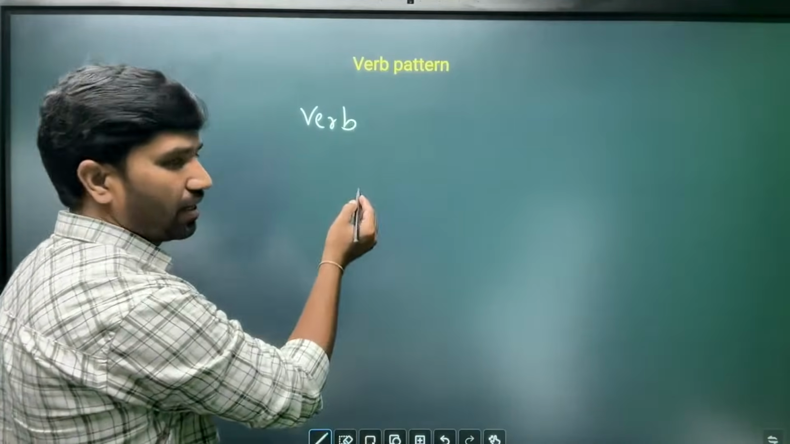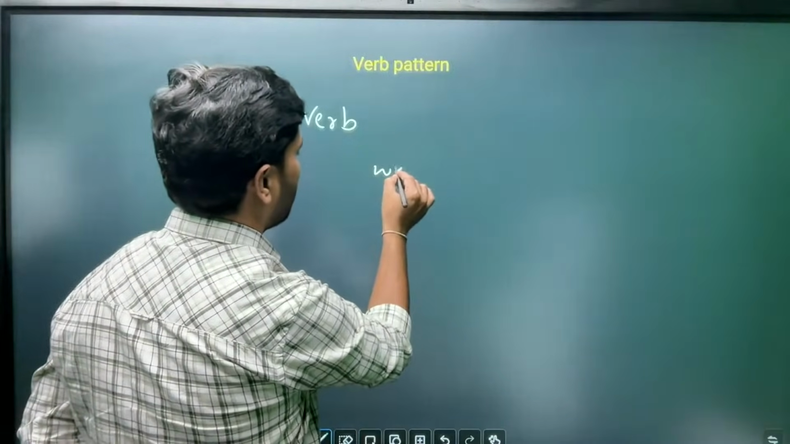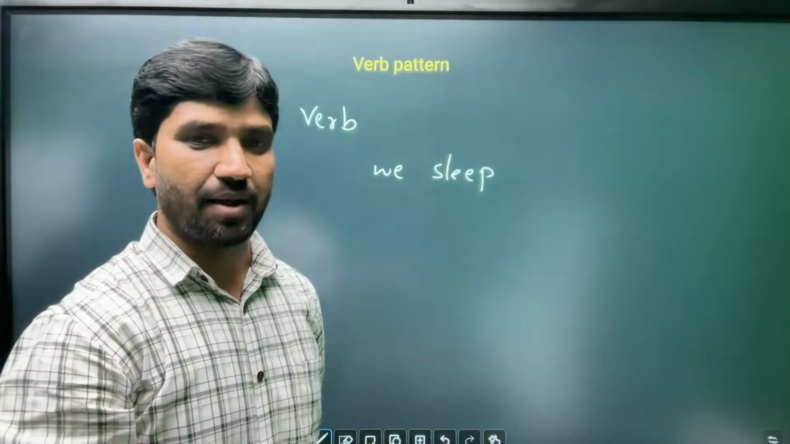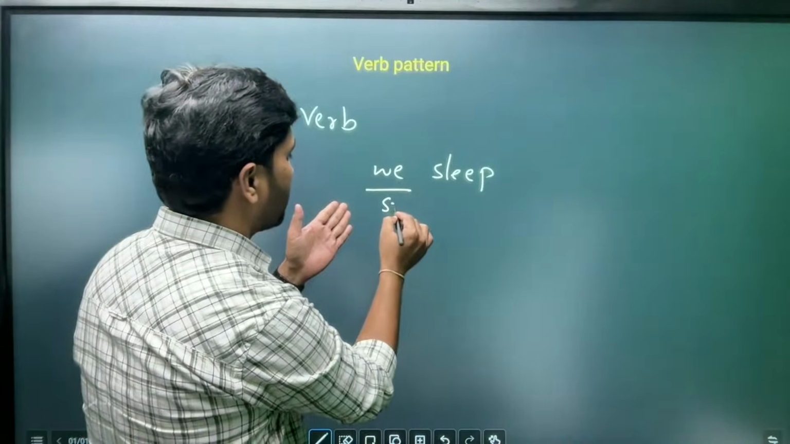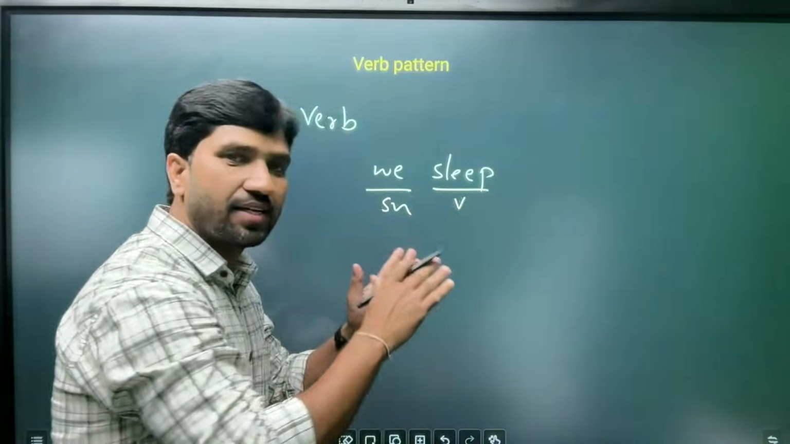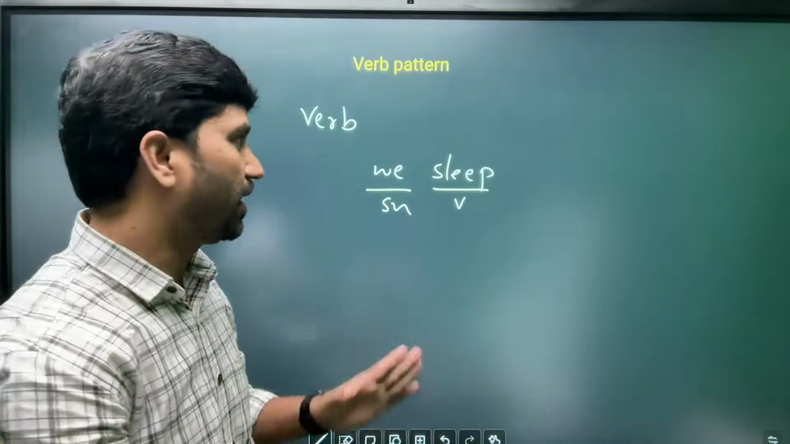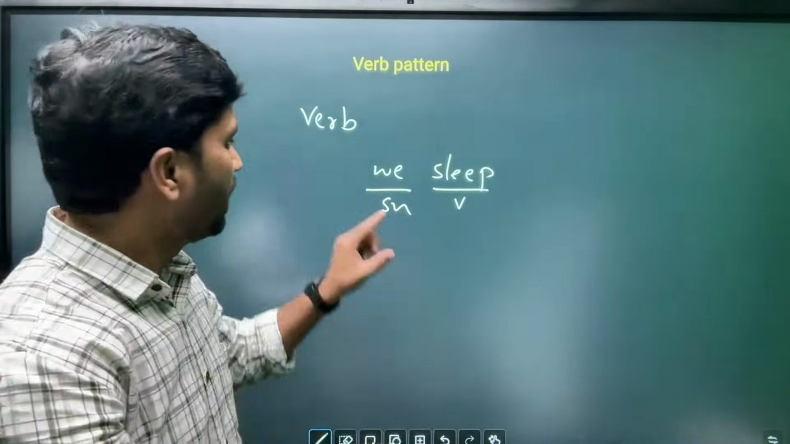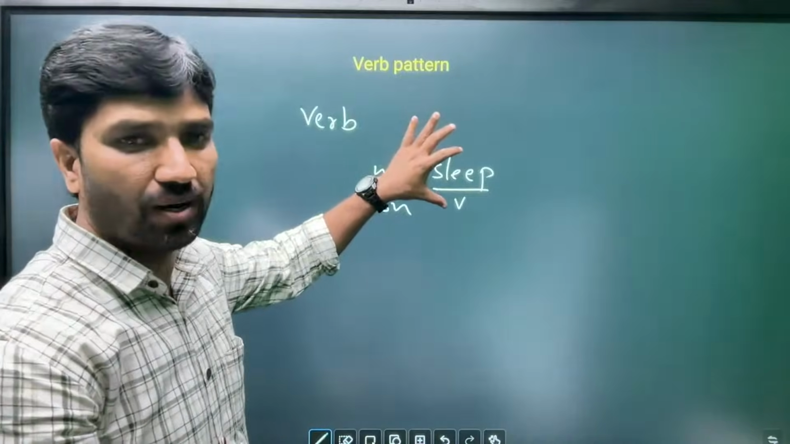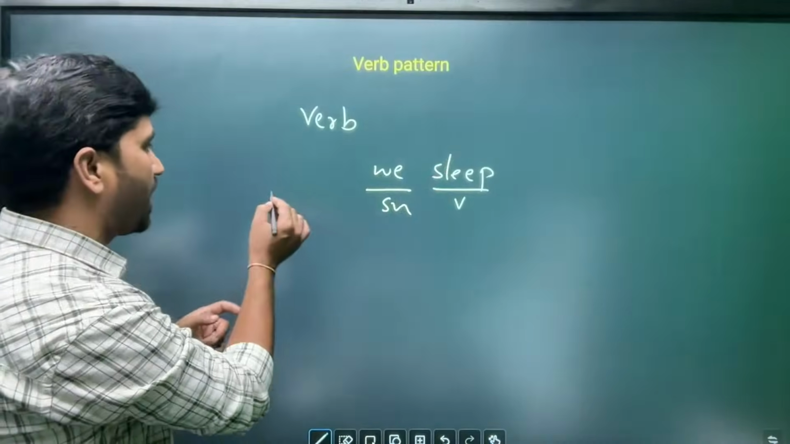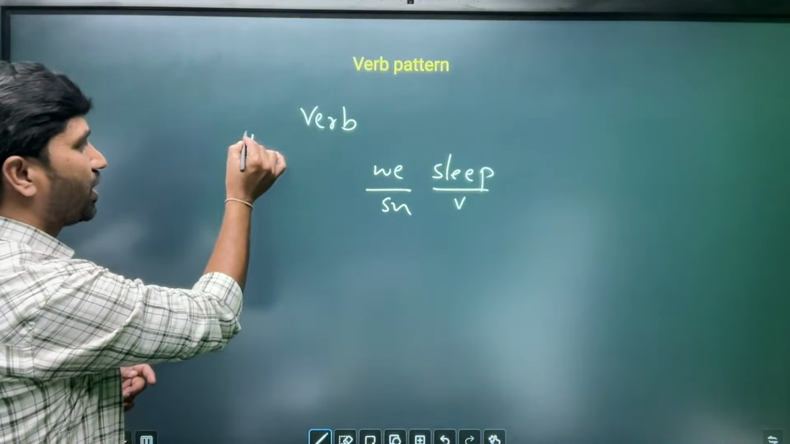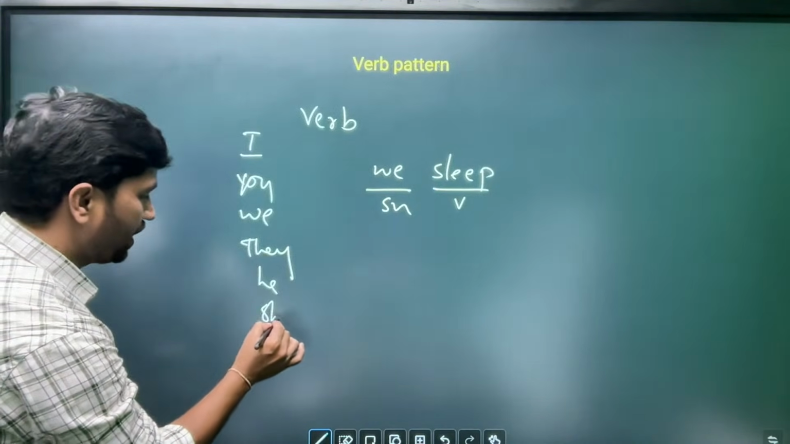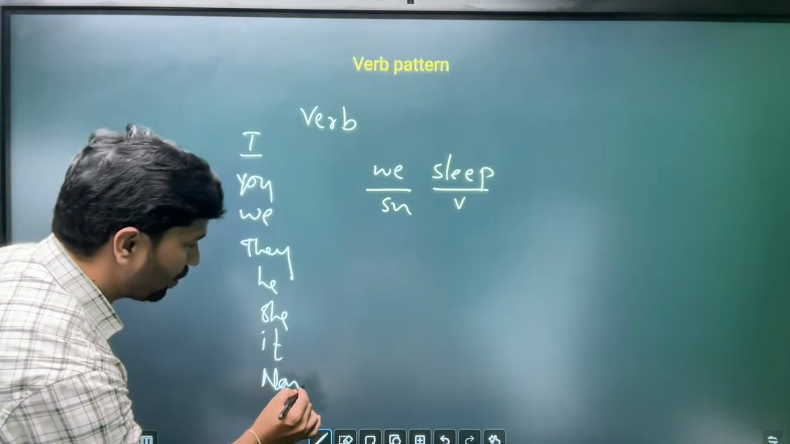Right. Verb pattern, for example, we sleep. This example is given by the examiner. See how it is, it's a subject and verb. Within 2 words the sentence has completed. So we used to write the remaining 4 sentences also in 2 words, not more than 2 words. See what they have given, subject and verb. Instead of we, any subject you can use. I, you, we, they, he, she, it, and names also you can use as a subject.